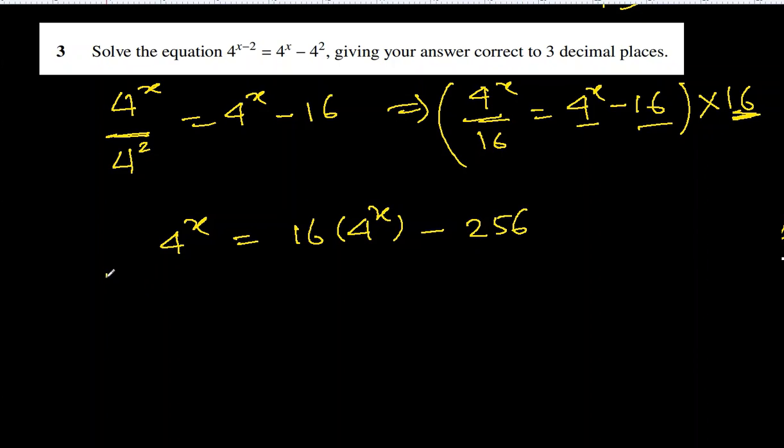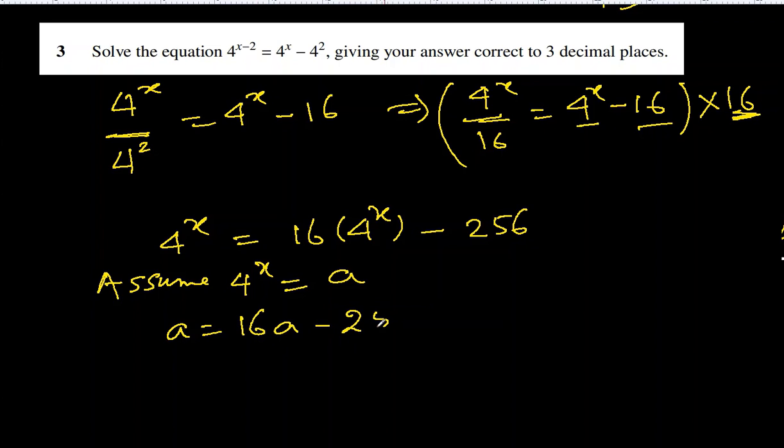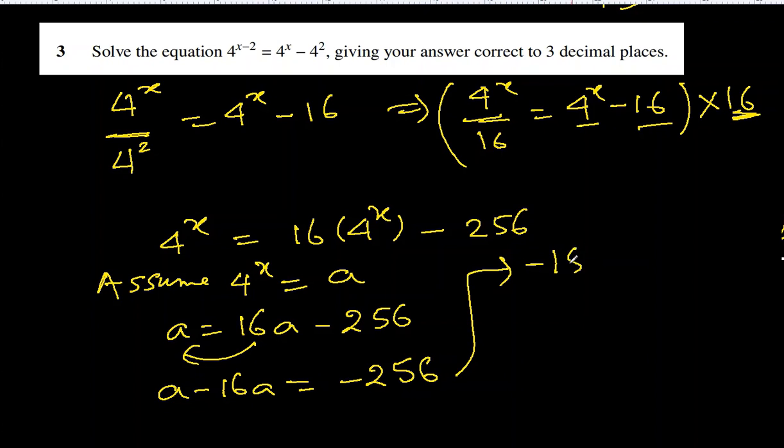And now we can assume that 4 to the power x is equal to, let's say, a. So a equal to 16a minus 256. So 16a can come here. So it's a minus 16a equal to minus 256. Minus 15a equal to minus 256. So a will be minus 256 over minus 15, and both become positive and they don't simplify.